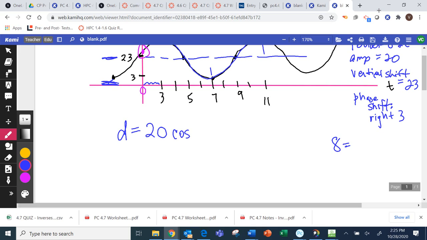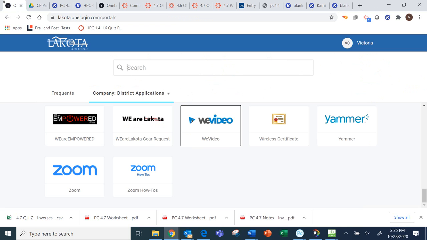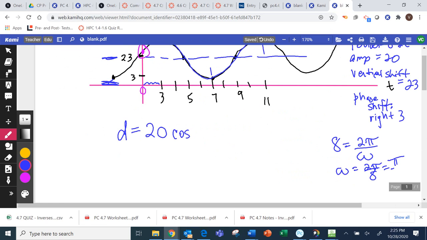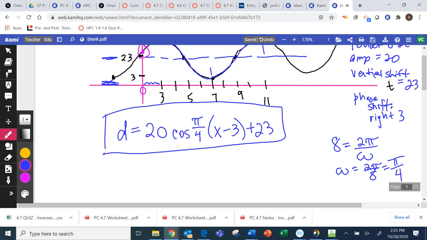Okay, so we have to do 8 equals 2 pi over the omega to find this omega value. So omega is going to be 2 pi over 8, just pi over 4. So I'm going to put that omega value here. And then we have our x. Since we're going to the right 3, I will minus 3 and then up 23. So that is the equation.